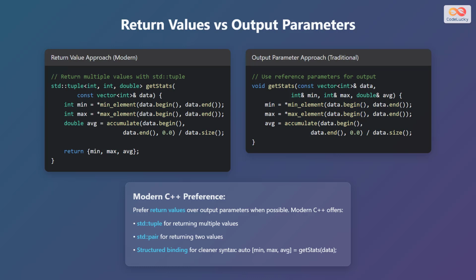Let's look at 2 approaches. One approach, the modern approach, is returning multiple values with std::tuple, and the other is the traditional approach where we use reference parameters for output. In modern C++, we prefer return values over output parameters, and the reason is because modern C++ offers std::tuple for returning multiple values, std::pair for returning 2 values, and structured binding for cleaner syntax.